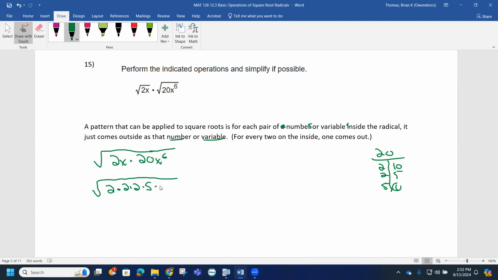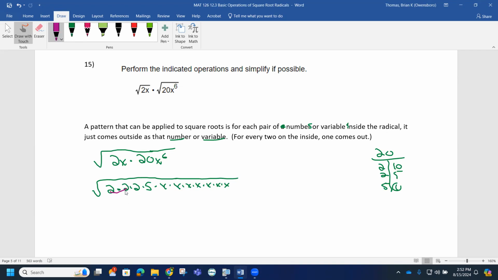And then you have an x here, and then you have 6 more x's. 1, 2, 3, 4, 5, 6. So I should have 7 x's altogether. 1, 2, 3, 4, 5, 6, 7. So if I'm simplifying square roots, instead of multiplying first, we actually can do the square root first.